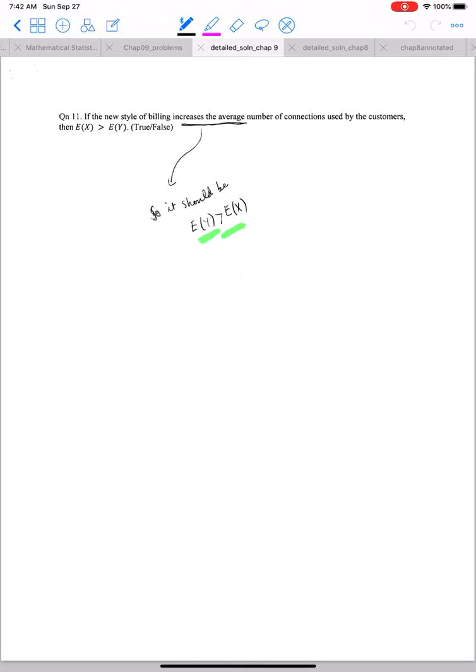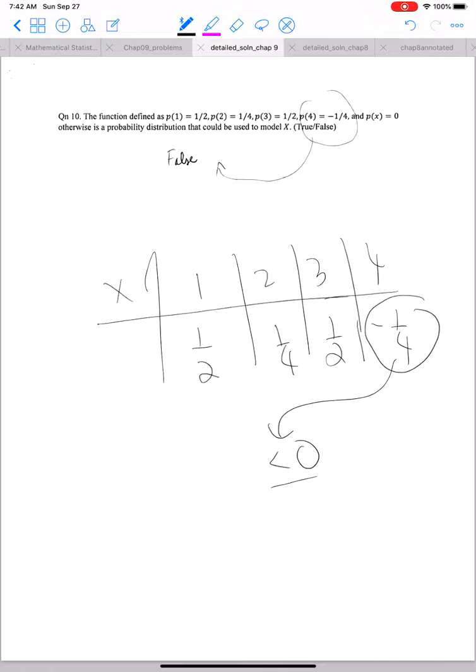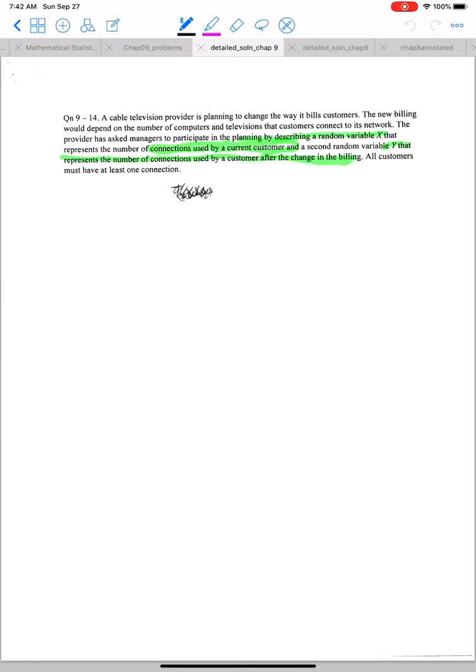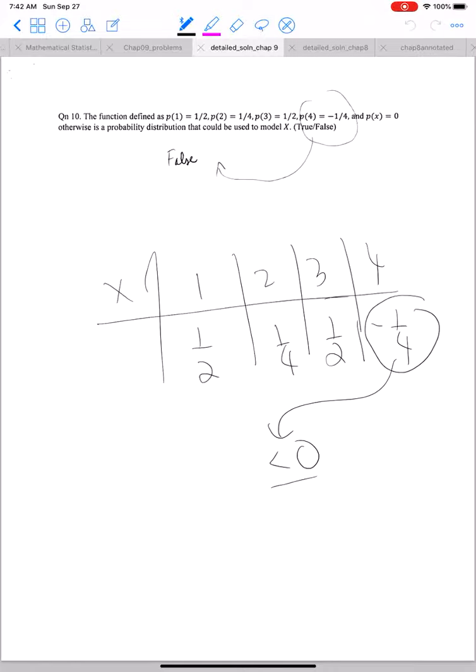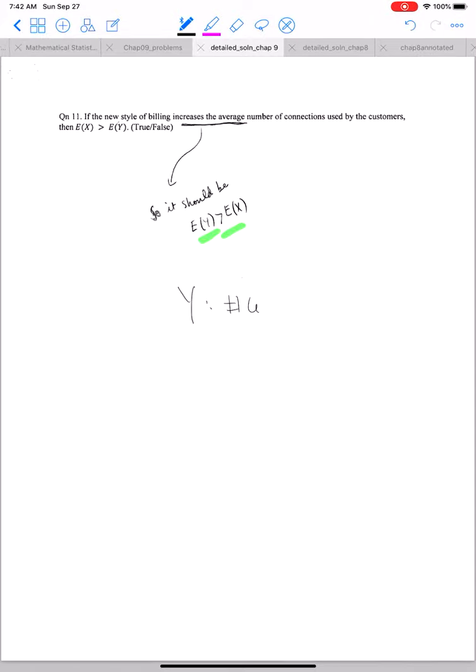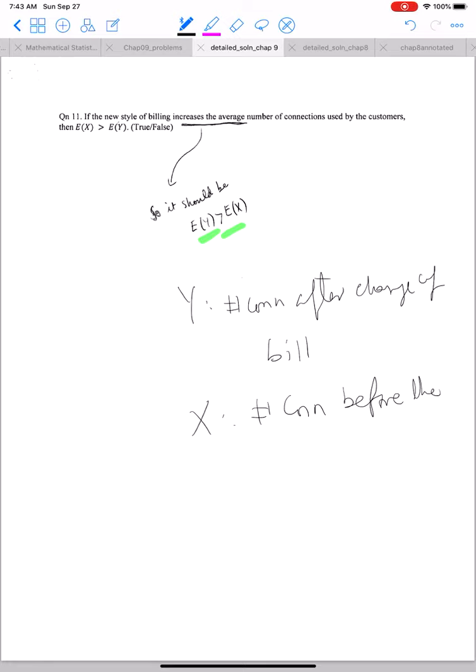In the new style of billing, increases the average of connections used by customers, then expected value of x is greater than expected value of y. That is false, because it says the new style of billing increases the average number of connections used by the customers. So y is the number of connections used by the customers after the change of billing, and x is the number of connections before the change of billing.